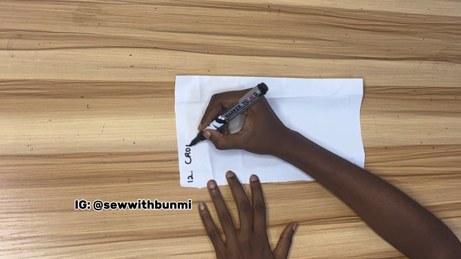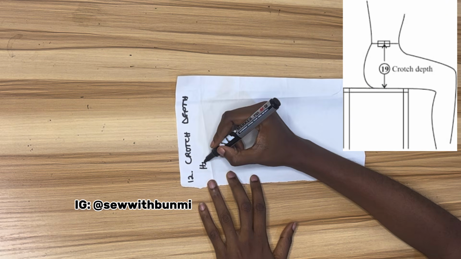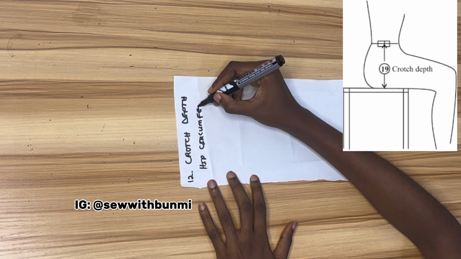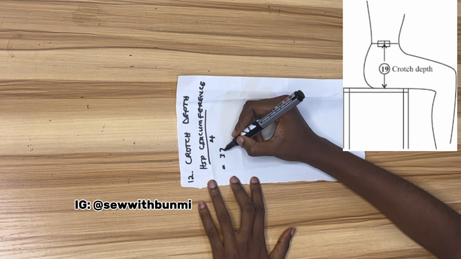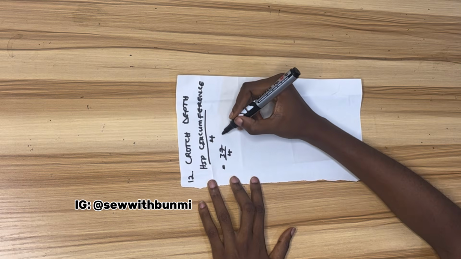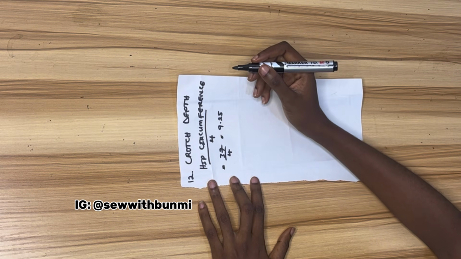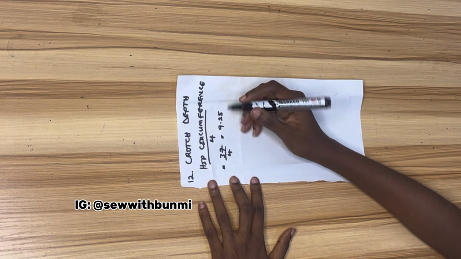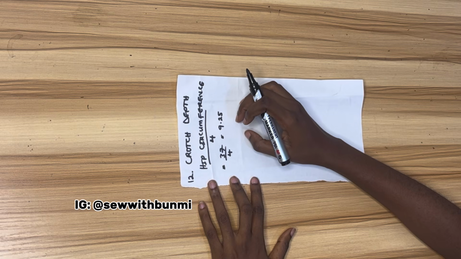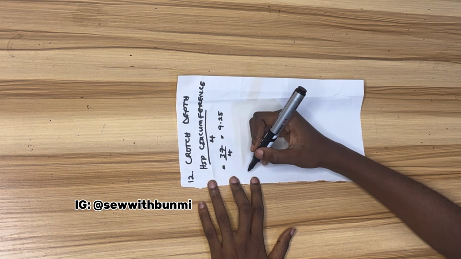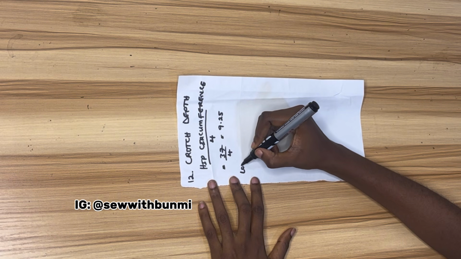So let's talk about the formula to calculate your crotch depth. The formula is basically easy. It's your hip circumference divided by 4. For me, my hip circumference is 37 inches. So 37 divided by 4, we have 9.25 inches. But for your crotch depth, it's best to take this measurement, because different body sizes, different body shapes. So it's best to take this measurement on yourself or on your client's body. But if for any reason you are struggling with incomplete measurement, then you can use this formula.